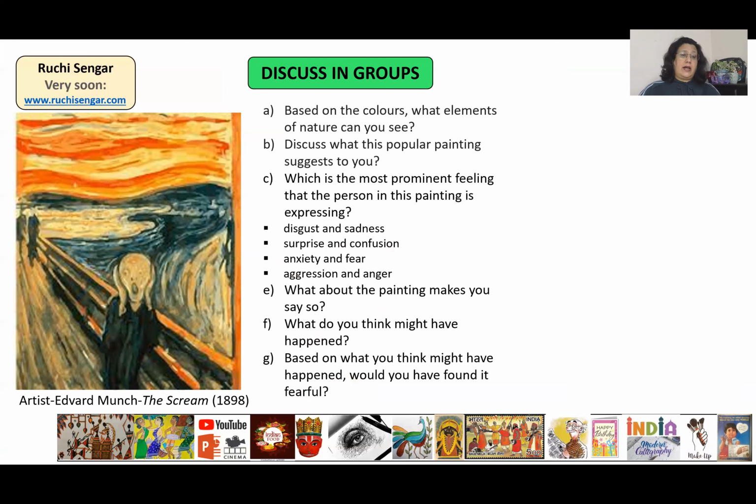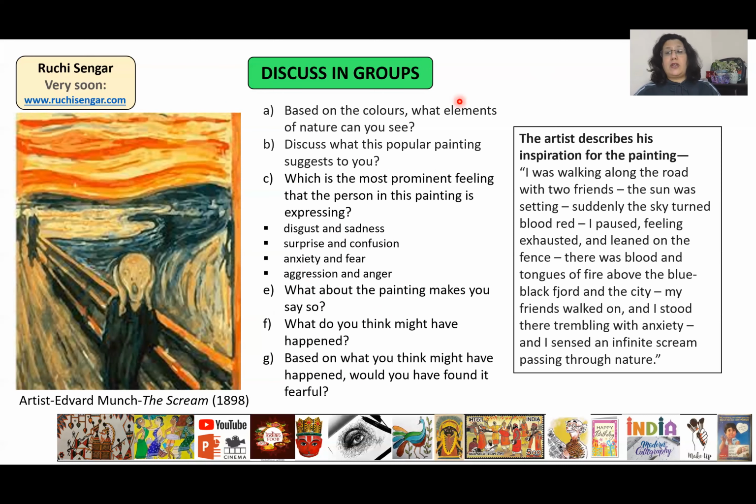Now, this is a very popular work of art. It's by a Norwegian artist, Edvard Munch. It's called The Scream, and it was painted in 1898. It's extremely popular, right? So after they've done this, you could probably share a bit of information as to what actually made the artist paint this. It might just surprise them, right? So that's one way of going about it.